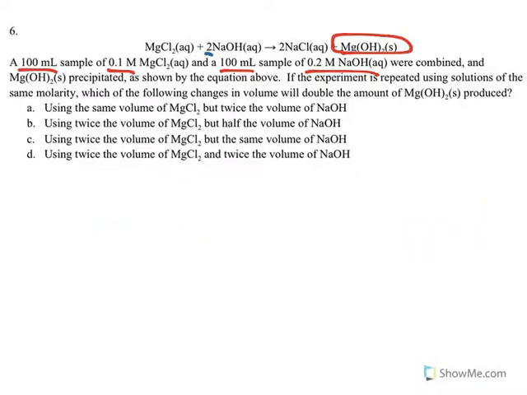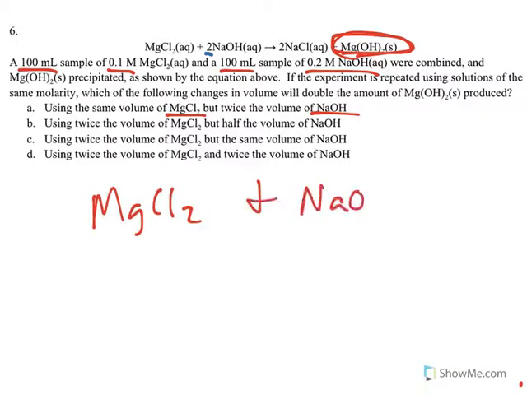And again, we're trying to double the MgOH produced. So, A, using the same volume of MgCl2, but twice the volume of NaOH. That's not going to help you because you've doubled the amount of NaOH, but you haven't changed the MgCl2. And since the MgCl2 and the NaOH were both going to run out at the same time, they are both limiting reactants. So doubling one limiting reactant without doubling the other isn't going to help you produce any more product.